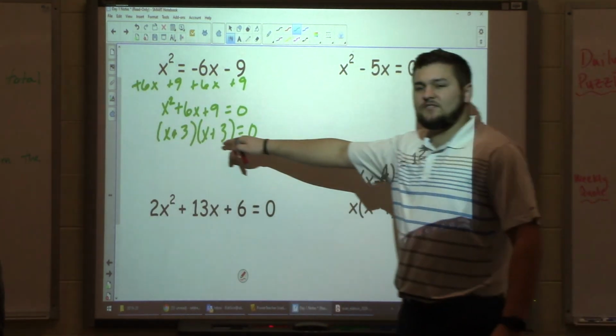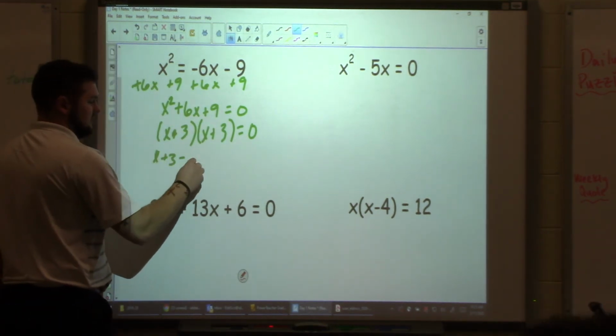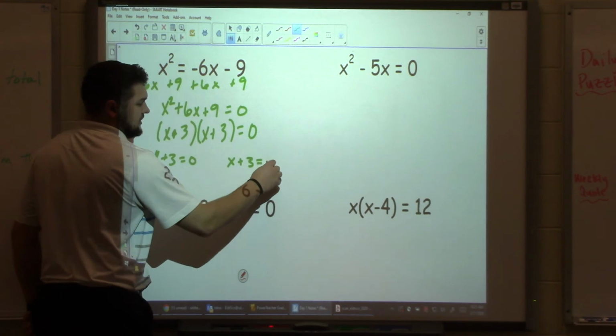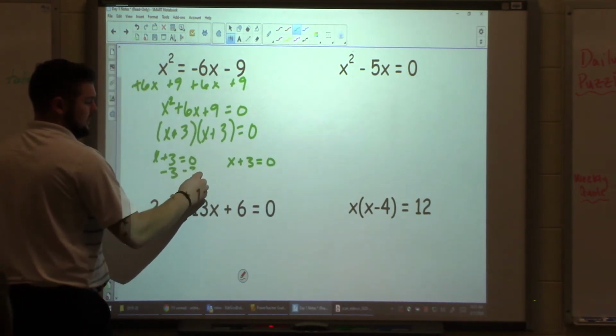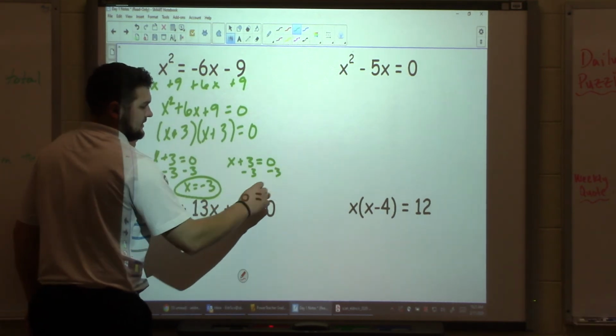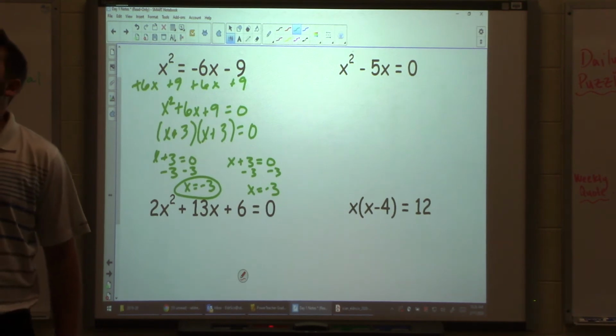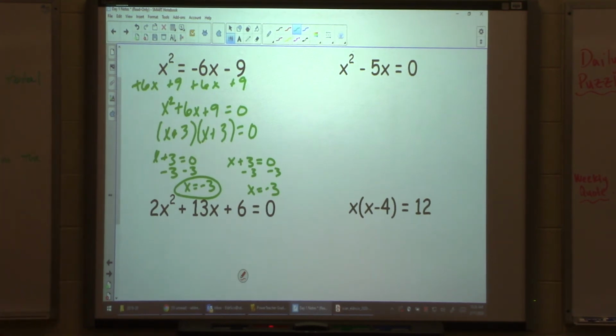Once I've factored it, guys, set each piece equal to 0. X plus 3 equals 0, x plus 3 equals 0. Solve them. Minus 3, x equals negative 3. Minus 3, x equals negative 3. This is what I was talking about, right? If it factors to 2 of the same pieces, guys, you're only going to get one answer, because both x's come out to the same thing. So this is that 0.01% of the time where you get one answer instead of 2. Okay?